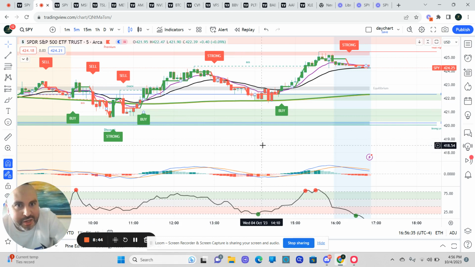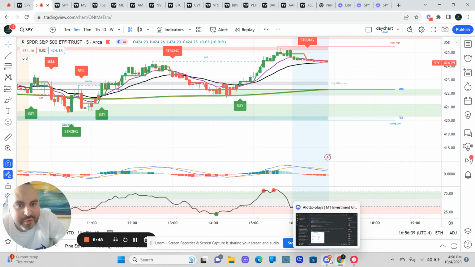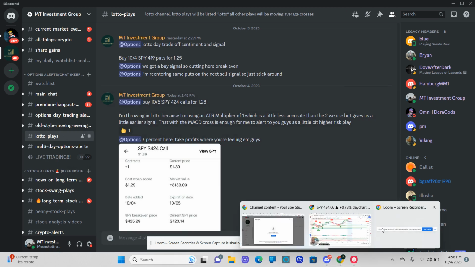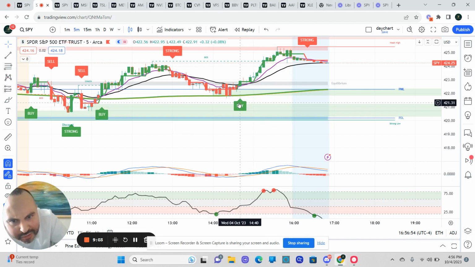So here is the play. I called it out at, what was that, 240? Okay. Let's see, where was it, 240? 240. Yeah, 240. Yeah, I can't do math. I'm sorry, guys. 1440, 240. Okay. So we got our buy signal here.